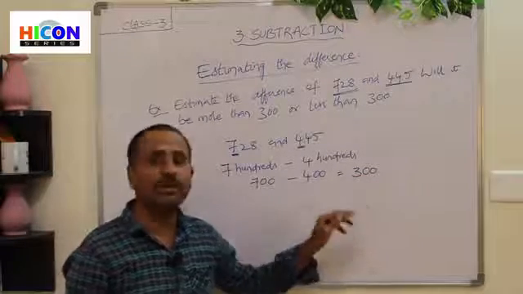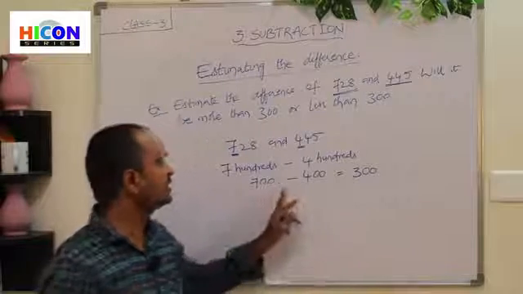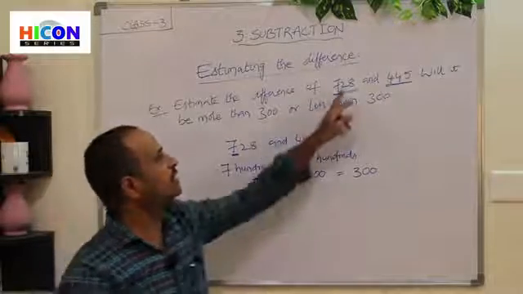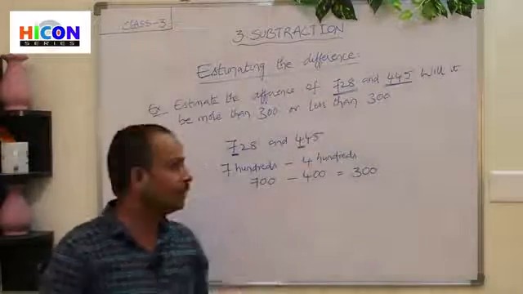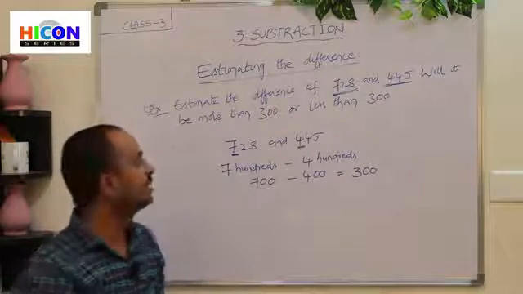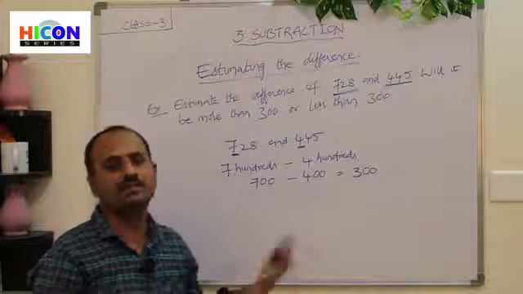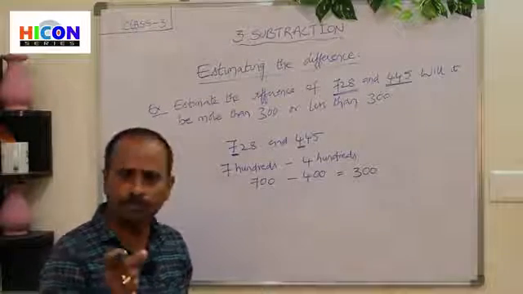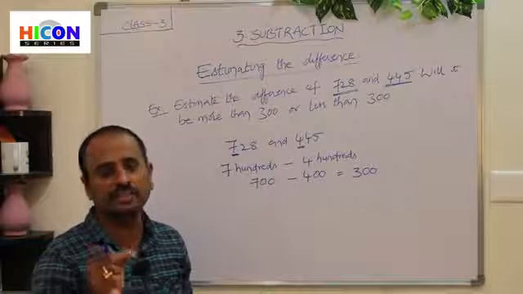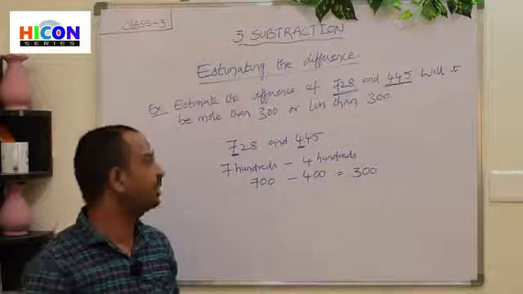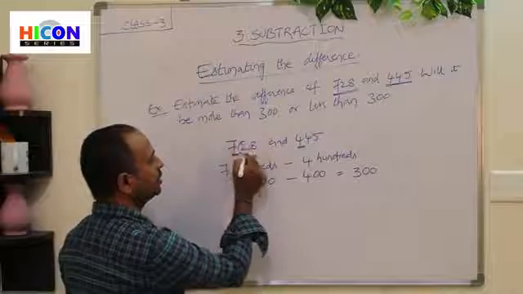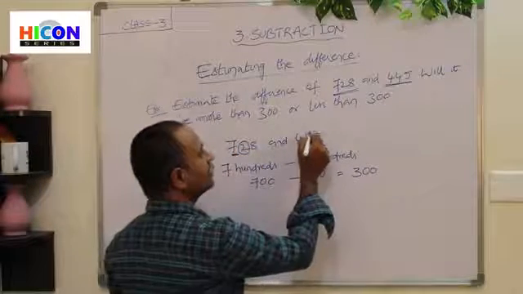Now we have to compare whether the difference will be more than 300 or less than 300. If we do the actual subtraction, the answer will be more than 300 or less than 300. So how can we compare? The simple trick we have to follow is, let us check the next digit in both the numbers. What is the next digit here? 2. And what is the next digit here? 4.